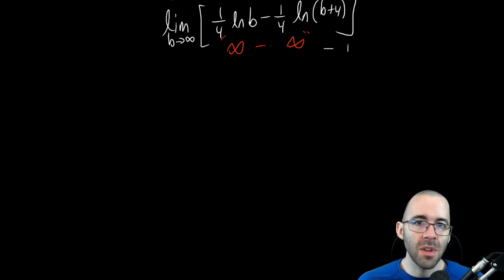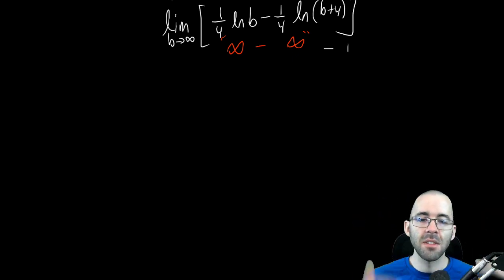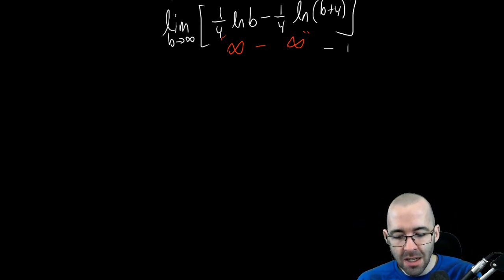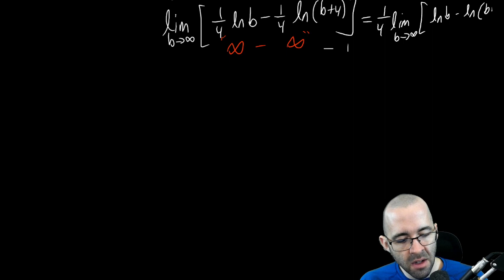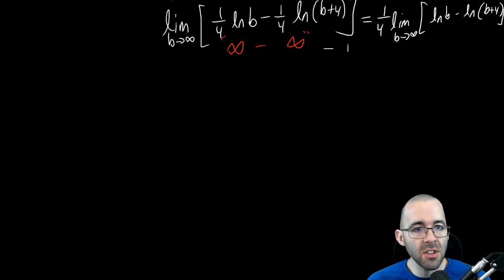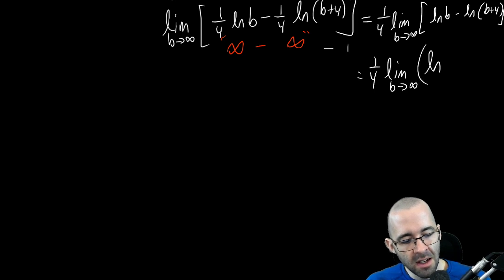We don't like subtraction with indeterminate forms. So sometimes with fractions, we combine the fractions. Natural logs are the same. Let's combine these. Let's get rid of that subtraction. In fact, let's factor out a 1/4 from the whole limit. Then we get the natural log of b minus the natural log of b plus 4. How can we combine natural logs with subtraction? We can divide their insides. Remember your properties of natural log. This is just the limit of the natural log of b divided by b plus 4.